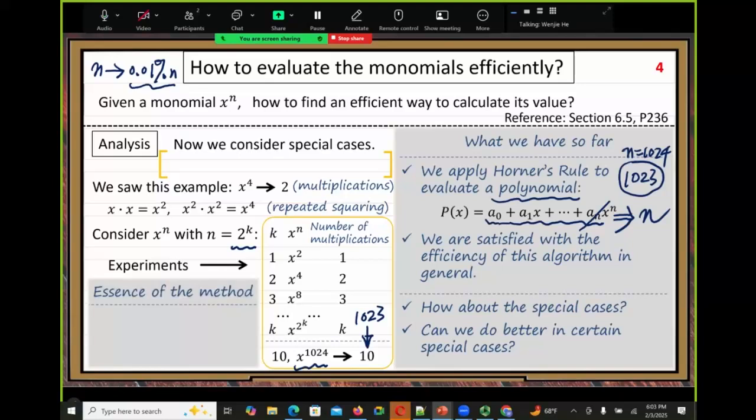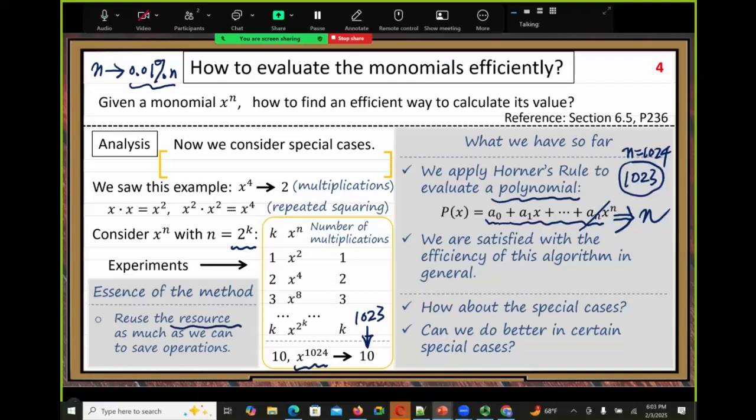The essence of this method: we use the resource as much as we can to save operations. Why can we save so much computing time, so computing operations? Operations, that's a resource, right? Computing operations we treat as resource. Let me explain this resource understanding.